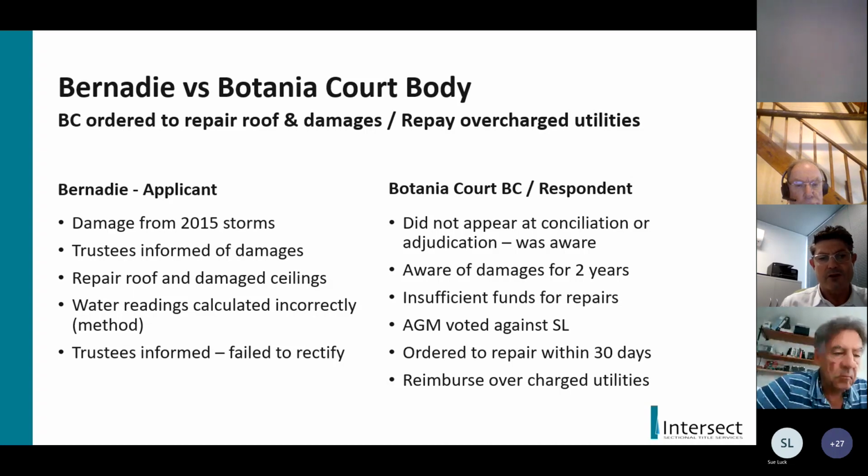And then on the right-hand side, you'll see that the adjudication order was that the trustees were ordered to repair the roof within 30 days, and then they were ordered to reimburse the overcharged utilities. In this case, the owner provided CSOS with the calculations, and CSOS was obligated to review that, and they made the adjudication against the body corporate.